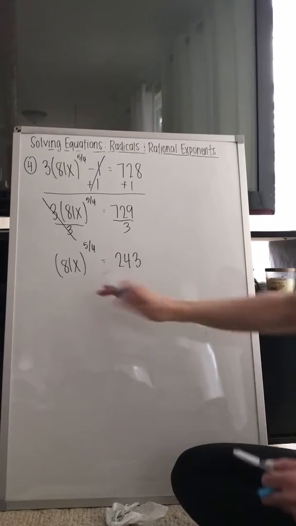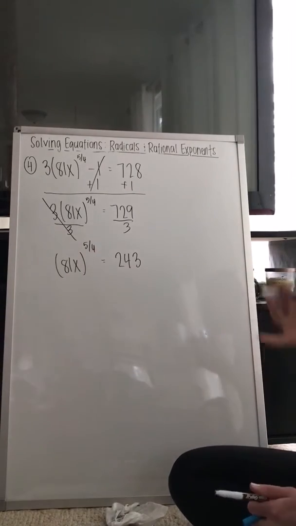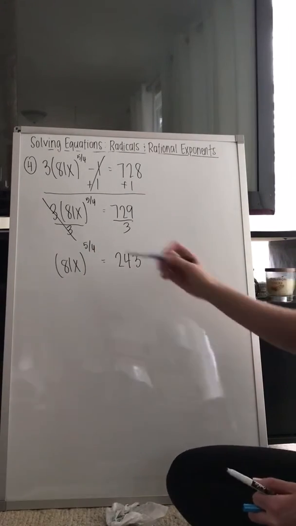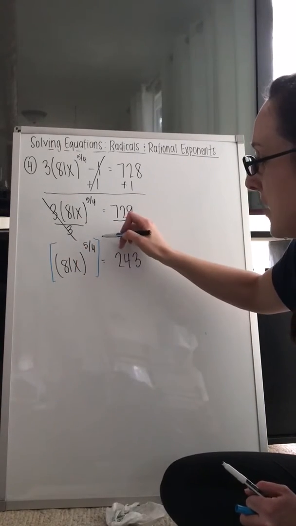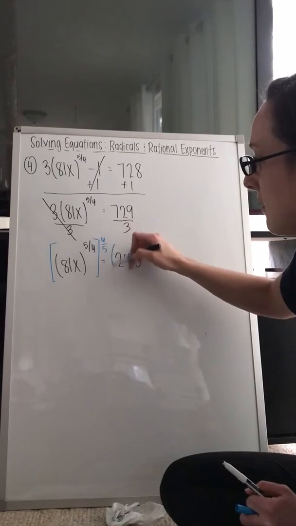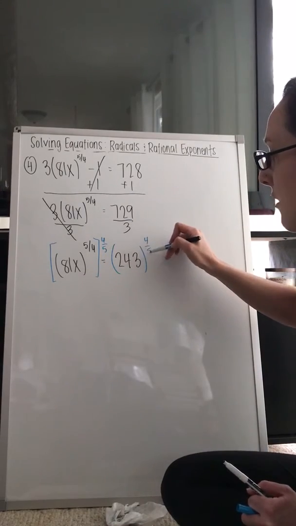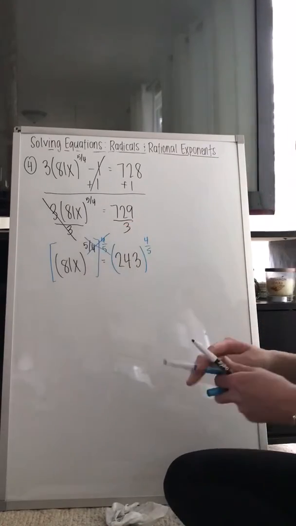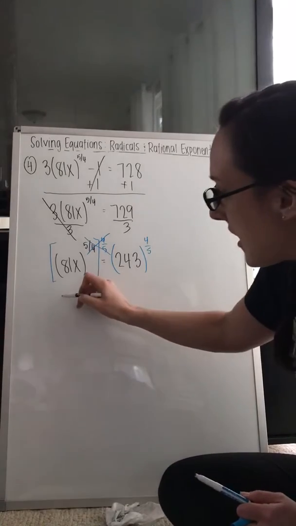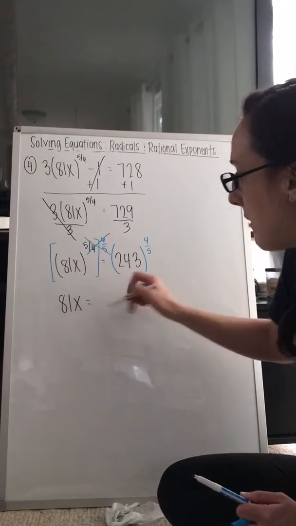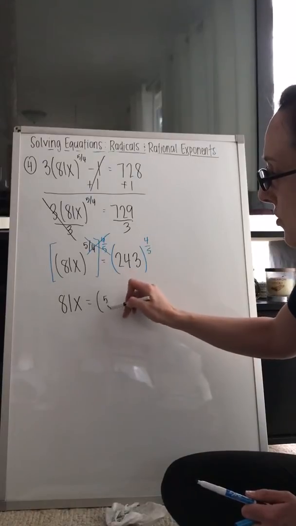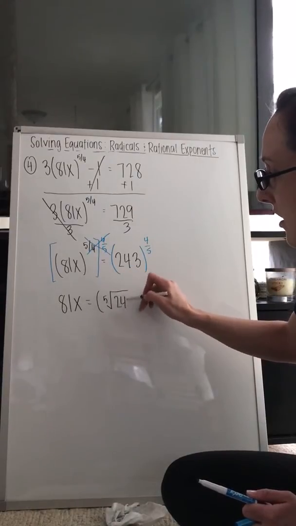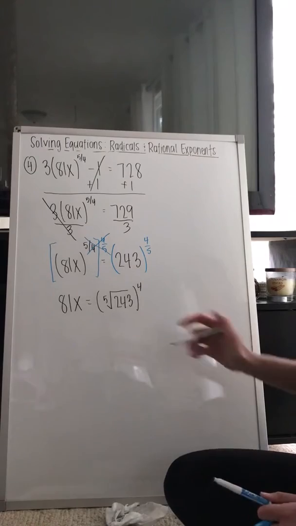And once I have this term with the fractional exponent by itself, this is where I'm going to go ahead and raise both sides to the reciprocal. So my reciprocal of 5/4 would be 4/5. Raise this side to the 4/5 power. This stuff cancels out over there, so I'm just left bringing down the 81x. And I'm going to rewrite this as a radical as I'm bringing it down. So this will be the 5th root of 243 raised to the 4th power.